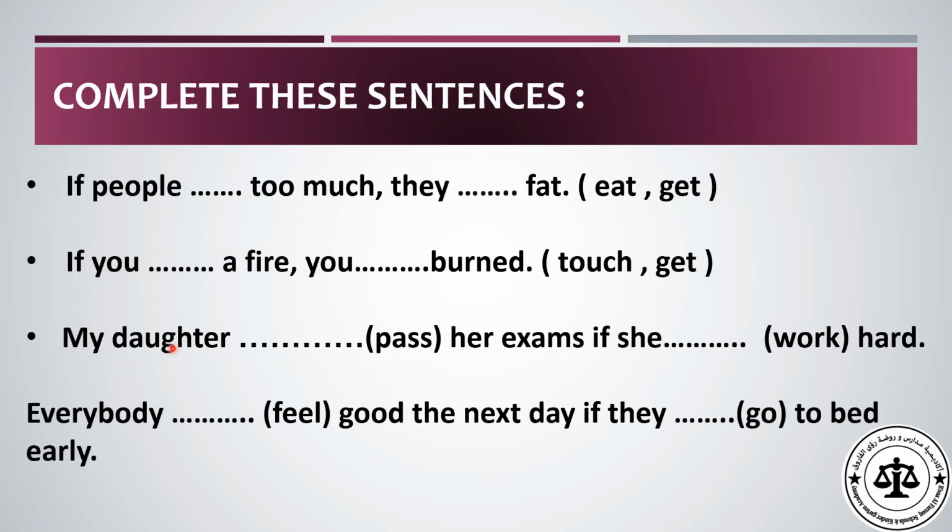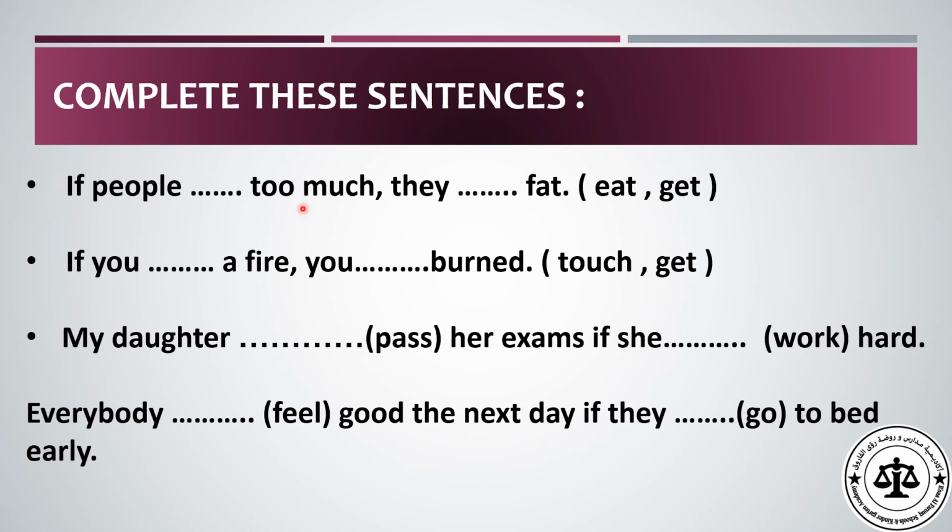And now let's do this exercise. We want to complete these sentences by using the zero conditional structure. Let's start with the first one. If people too much, they fat. We have two verbs, eat and get. Eat for the first clause. If people, people is a plural noun, so we have to put, excellent, the infinitive verb.